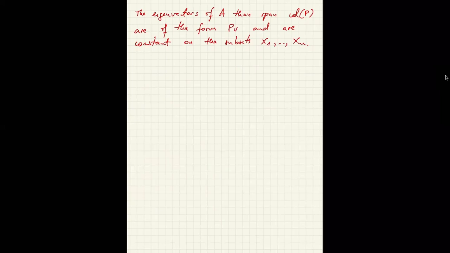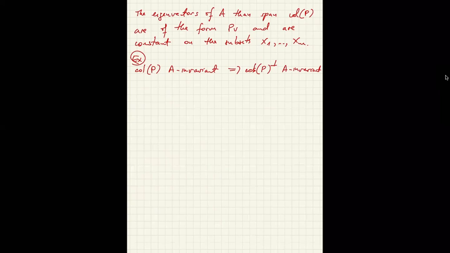But now here comes again a fact from linear algebra. Because you have a subspace that is A-invariant, like the column space of P is A-invariant, that implies that its orthogonal complement is also A-invariant. So I'll leave this as an exercise. And so, okay, but what does that mean?